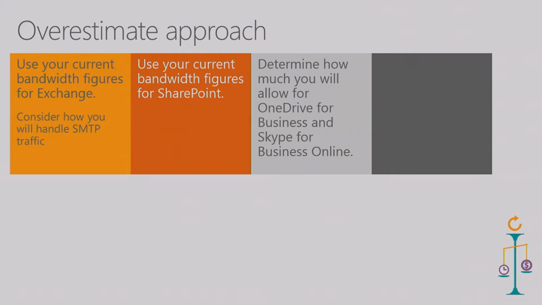You've got 500 users, you want to give them each no more than 100 kilobits per second for sync traffic. Do the math, extrapolate it out that way. Round up to the next circuit size that your ISP will sell you. That's a good way to go. Provides you some headroom. Allows you to expand that way.